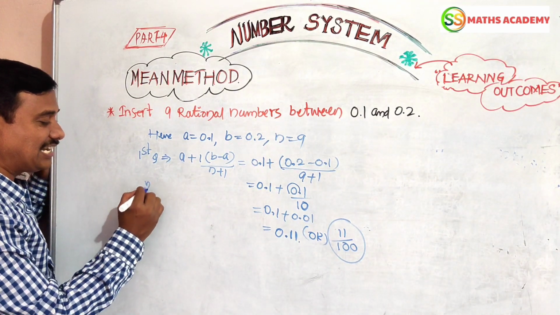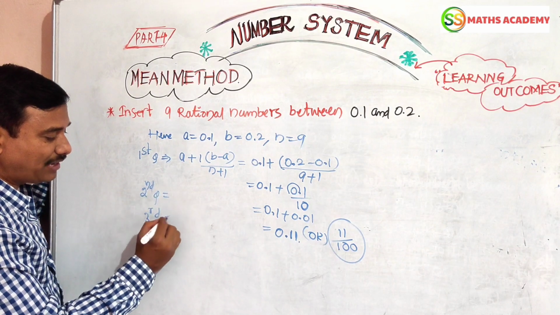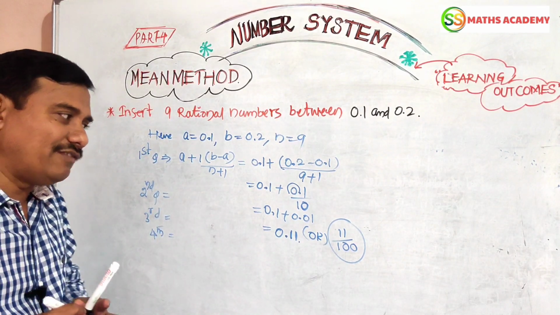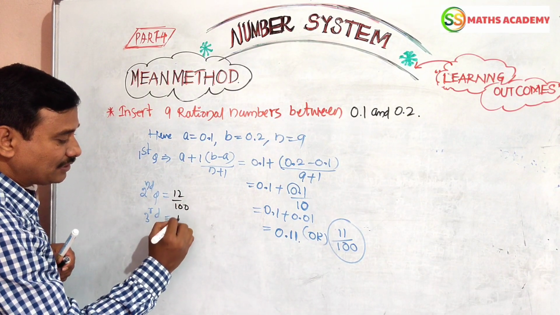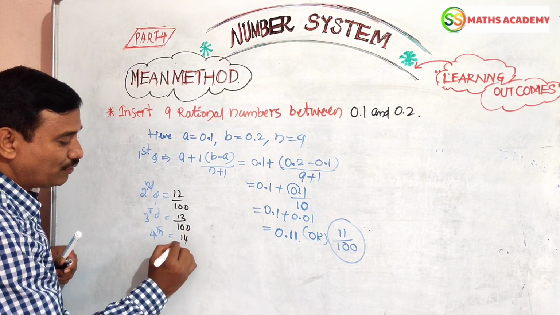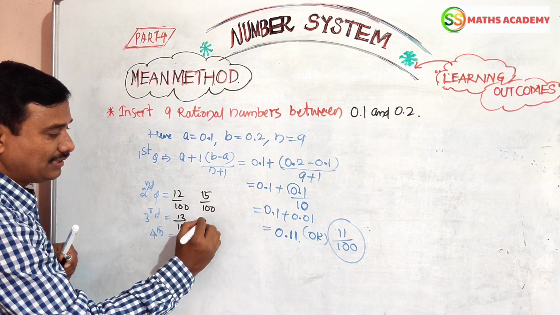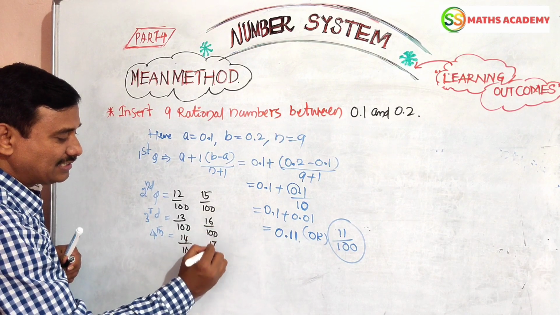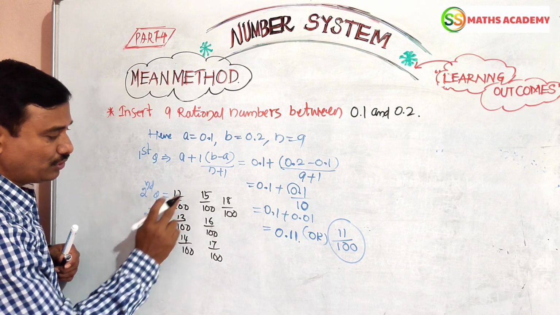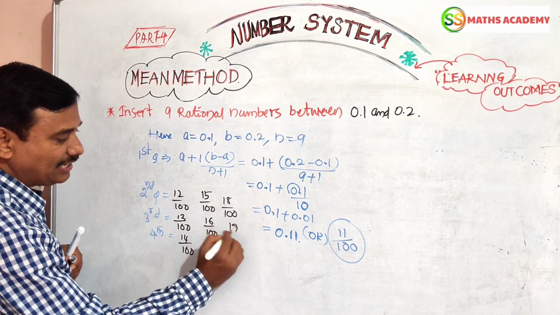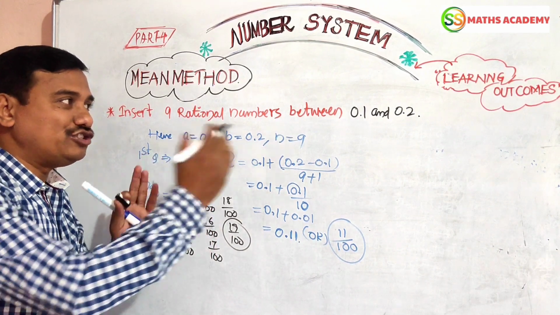Now you have to write the second rational, third rational, fourth rational, in a very easy manner. Let us see. Second rational number, you add 1 to 11, so 12 by 100, 13 by 100, 14 by 100, 15 by 100, 16 by 100, 17 by 100, 18 by 100, 19 by 100. These are the 9 rational numbers between 0.1 and 0.2.